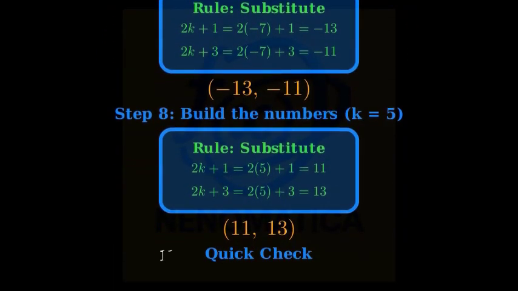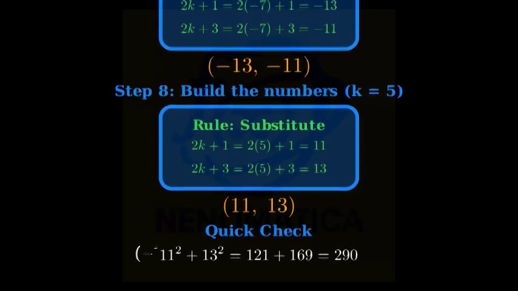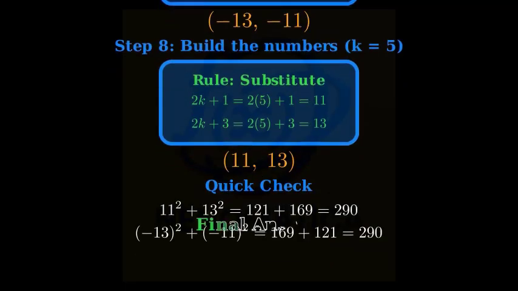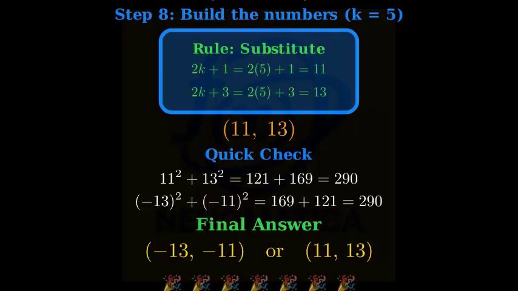Quick check. 11 squared plus 13 squared equals 121 plus 169, which is 290. Likewise, negative 13 squared plus negative 11 squared also equals 290. Final answer: the consecutive odd integers are negative 13 and negative 11, or 11 and 13.